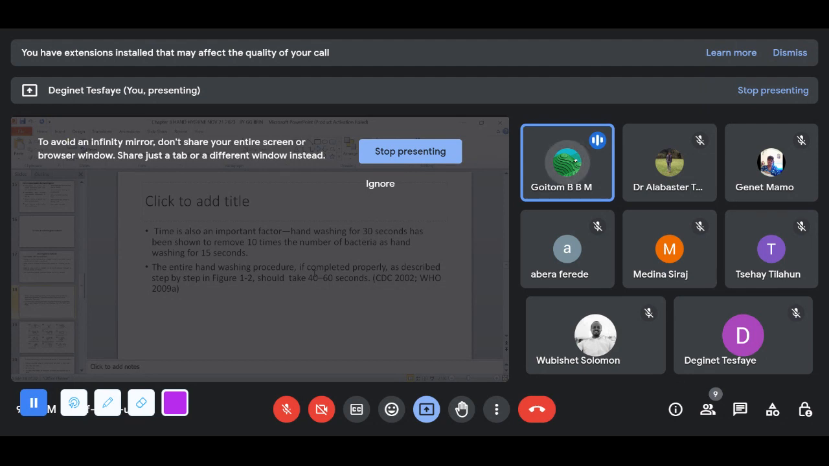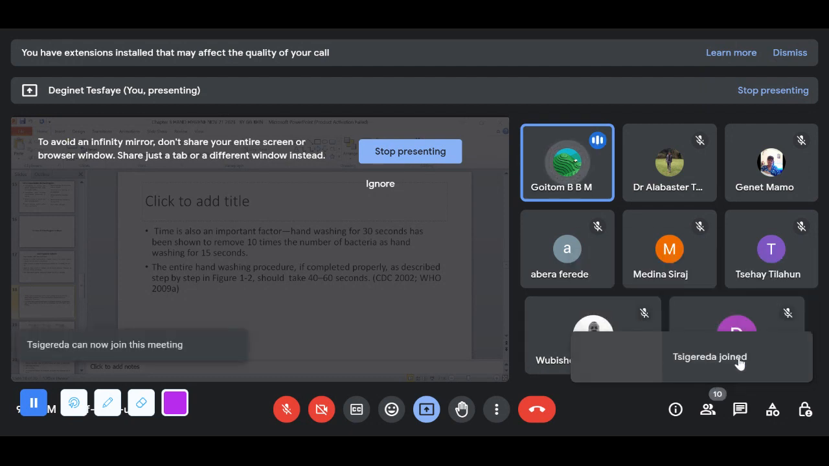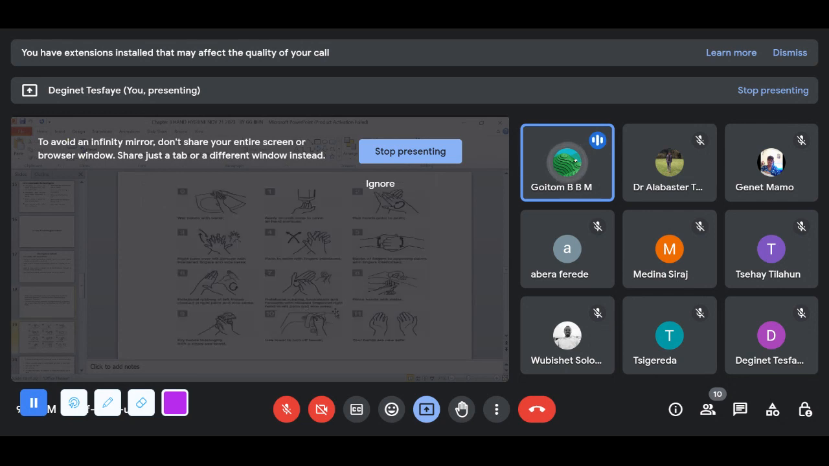The entire hand washing procedure, if completed properly as described step by step, takes 40 to 60 seconds. So the technique, I have shared the video, but I will say it in words, but the demonstration you can see in the video.